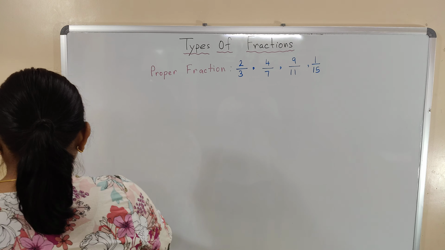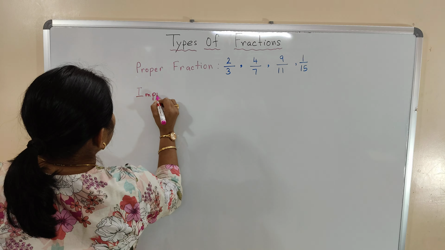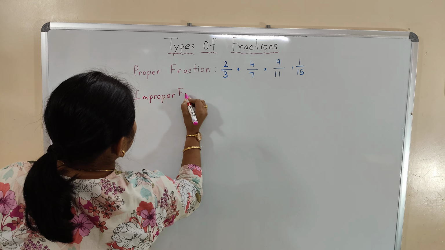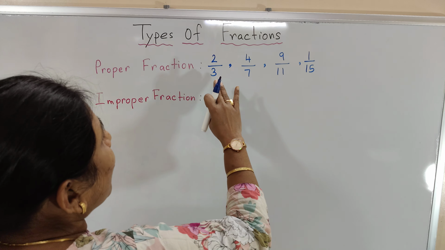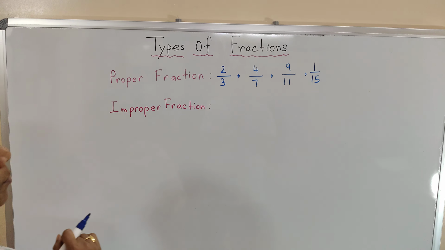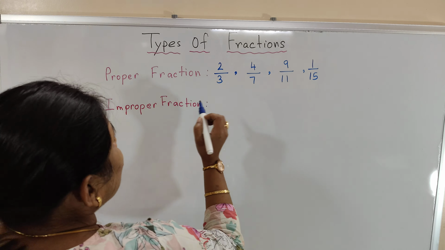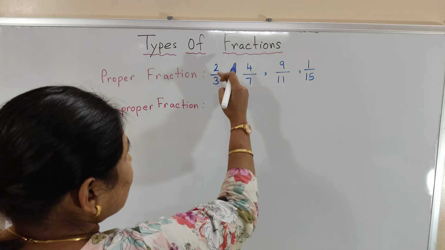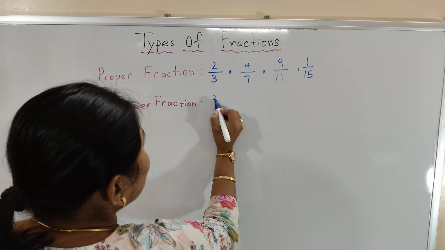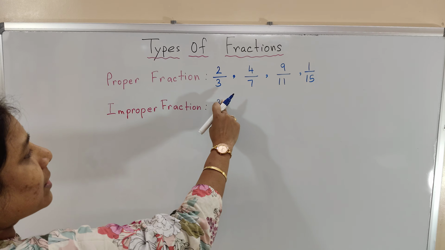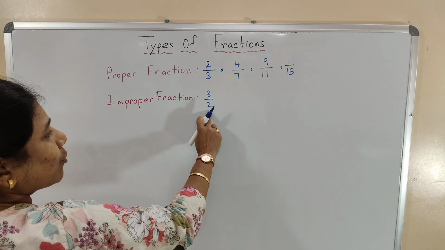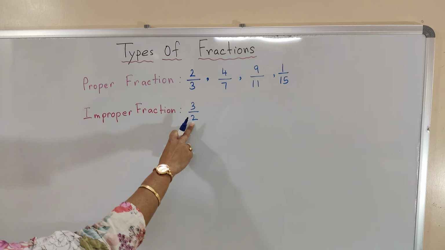Now we will do improper fractions. In improper fractions, the denominators are smaller than the numerator. So over here, let's reverse this example. See, 3 by 2. The denominator is smaller than the numerator. See, the numerator is 3 and over here the denominator is 2.